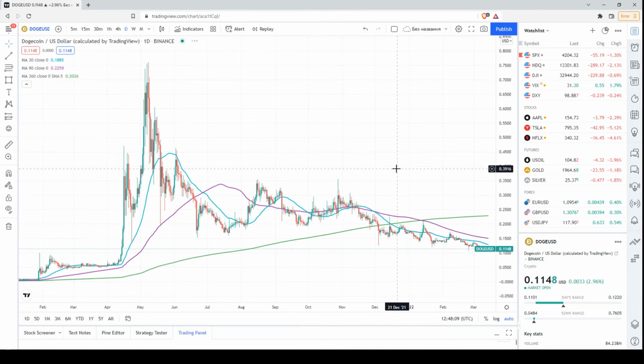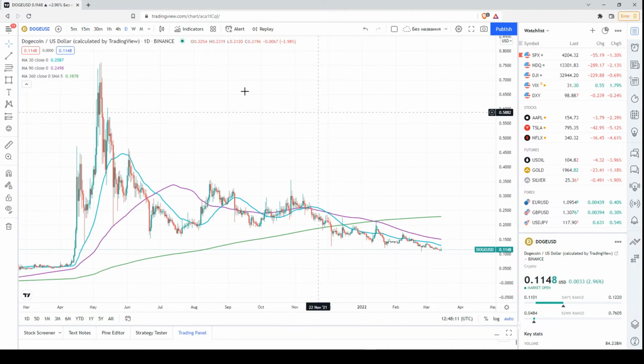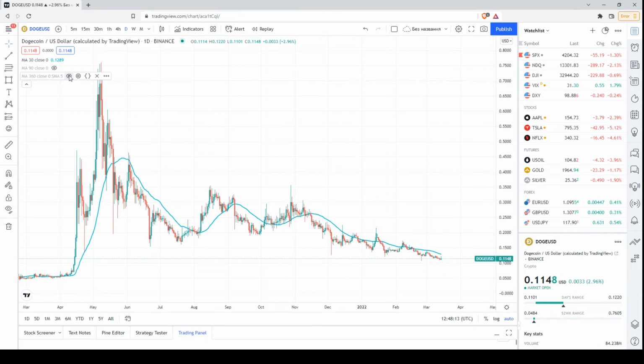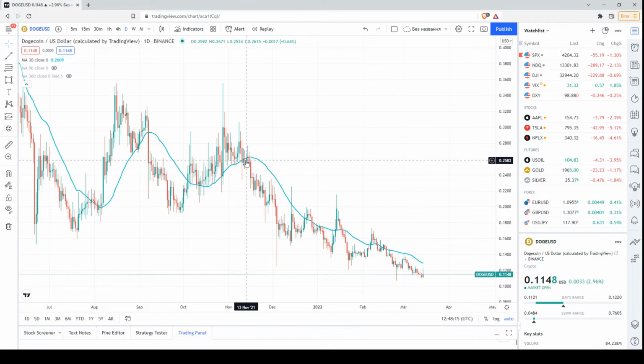Okay, this is the daily chart. We have three moving averages, three key moving averages. The first one is the 30-day moving average, or for the period of 1 month. I would say that since the middle of November, the price has been below this 1 month moving average. So this is a bearish signal. Of course, there has been a couple of attempts here to surpass this moving average, but they turned out to be unsuccessful ones.